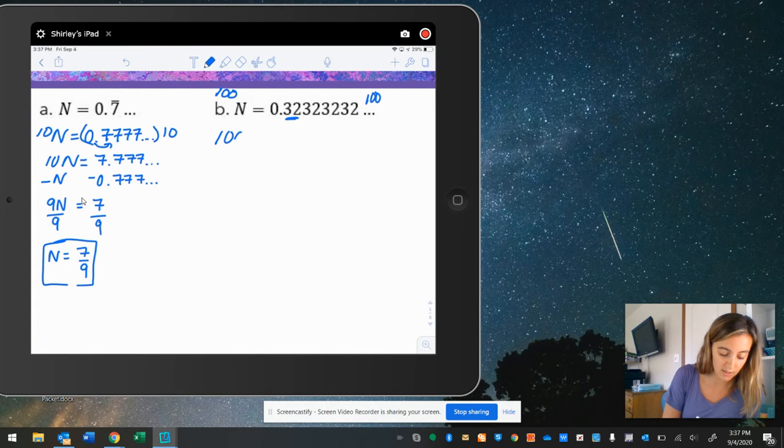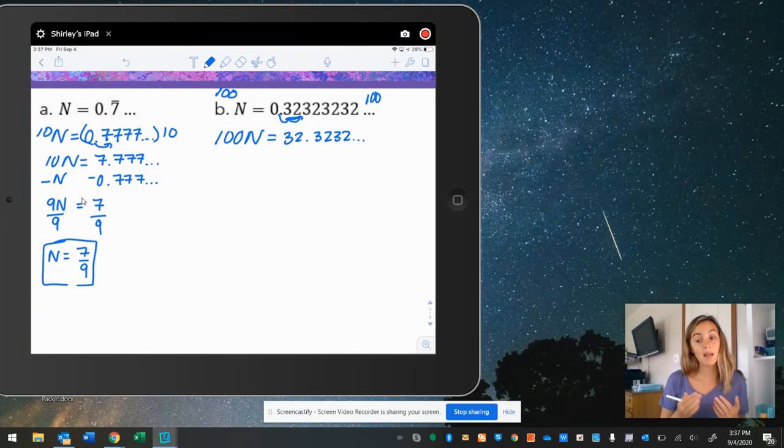So I have 100n is equal to, if I multiply by 100, I have two place values that my decimal point is moving. So I have 32.3232 and so on. Now we're going to pretty much go about this the same way. Okay, I need to get rid of my decimals. So how do I get rid of my 0.32 repeating here? If I have 32.32 repeating, I want to get rid of my 0.32 repeating. I can subtract it out.